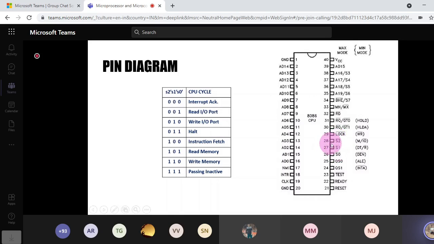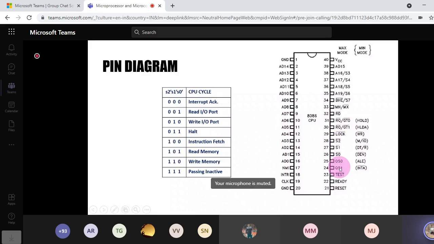That has been done because in maximum mode, a lot of other processors will be combined. So instead of increasing the number of pins on this 8086 CPU, we brought these status pins S0, S1 and S2, and they will mean these in their context.